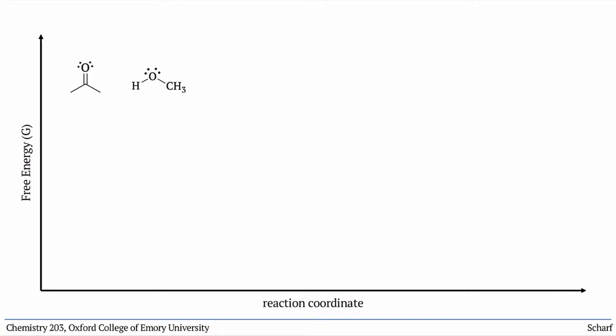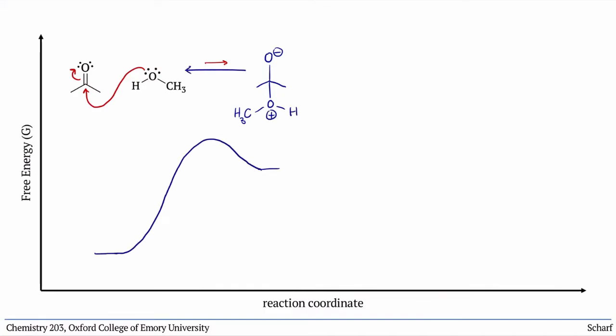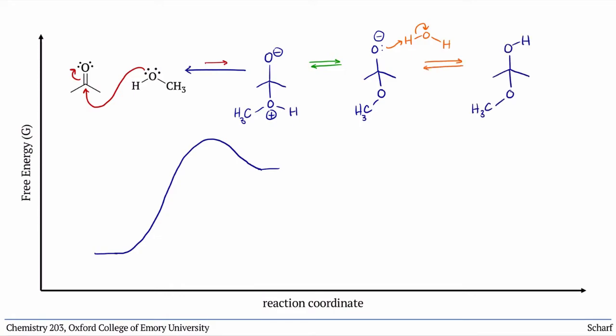With other weak nucleophiles, something similar occurs. The mechanism of the reaction of acetone with methanol looks like this. It follows the same basic pattern of steps. Nucleophile attacks pi star CO to create a tetrahedral intermediate in a pretty unfavorable step, and then a series of proton transfers yields a neutral product. This product, with an OH and an OR group attached to the same carbon, is called a hemiacetal.